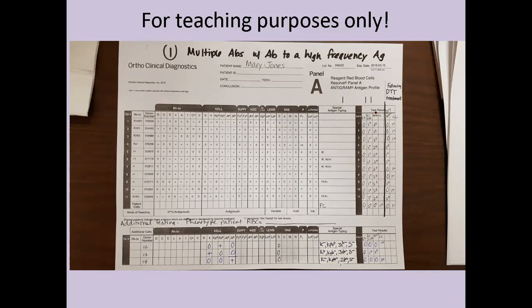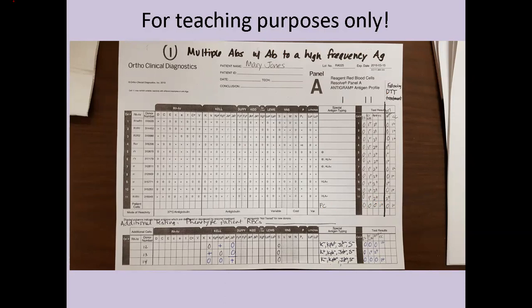So this is an example of someone having an antibody to a high frequency antigen. That's why we see all the panel cells are reacting. How do we know this is not an autoantibody? The patient control is negative. If this were a warm reacting autoantibody, we would see the patient result positive here as well. And it's not. So this is telling us this patient has an antibody to a high frequency antigen, because all of our panel cells are reacting.